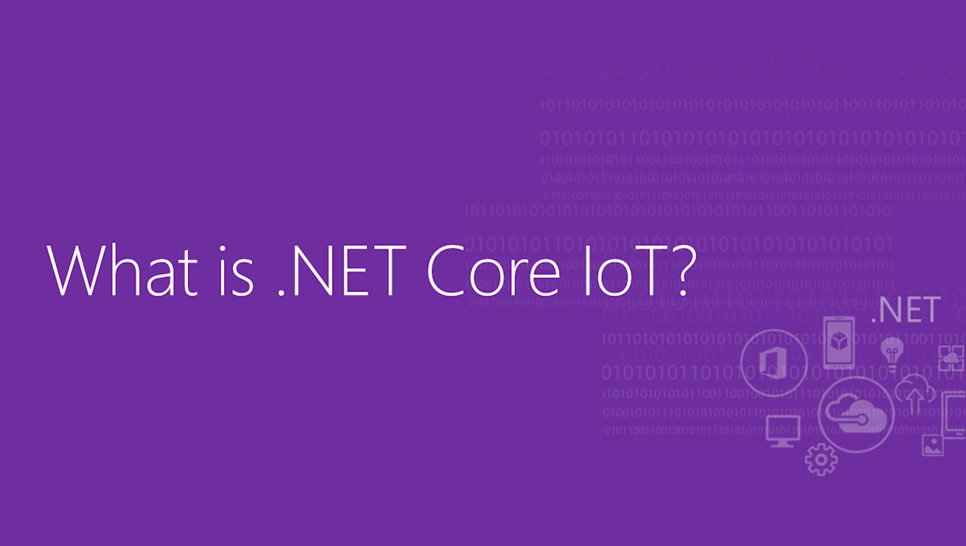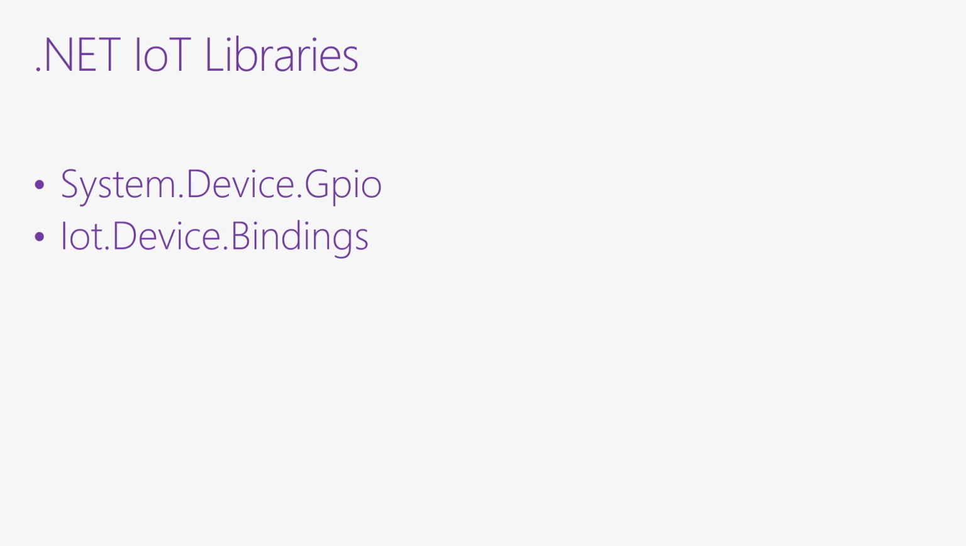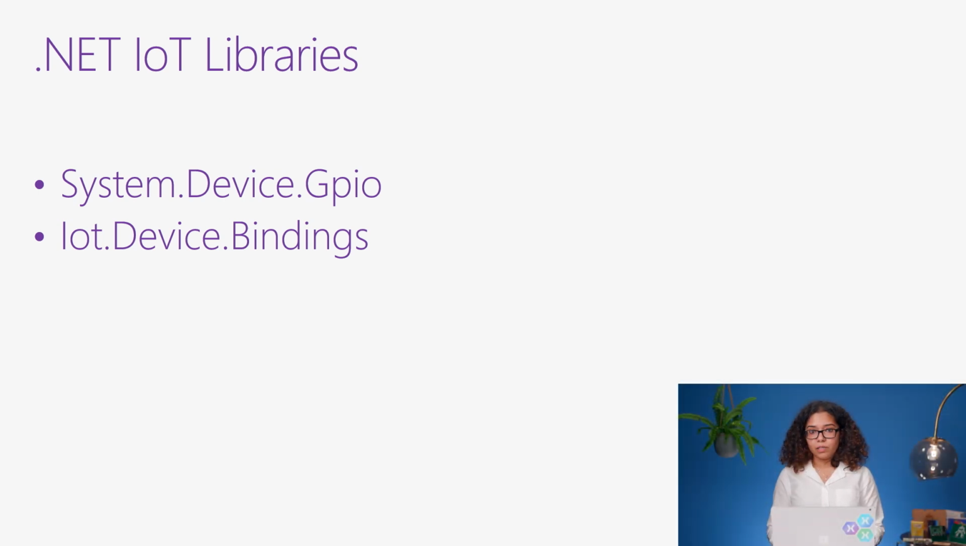So we know .NET allows you to write applications that can run on a variety of devices. IoT is one of them. For IoT, .NET has two NuGet packages or libraries that we can use that make it super easy to write our code. System.Device.Gpio includes APIs for GPIO, SPI, I2C, and PWM devices. This library has implementations for boards like Raspberry Pi and Hummingboard. For these sample videos, we're going to be using a Raspberry Pi.